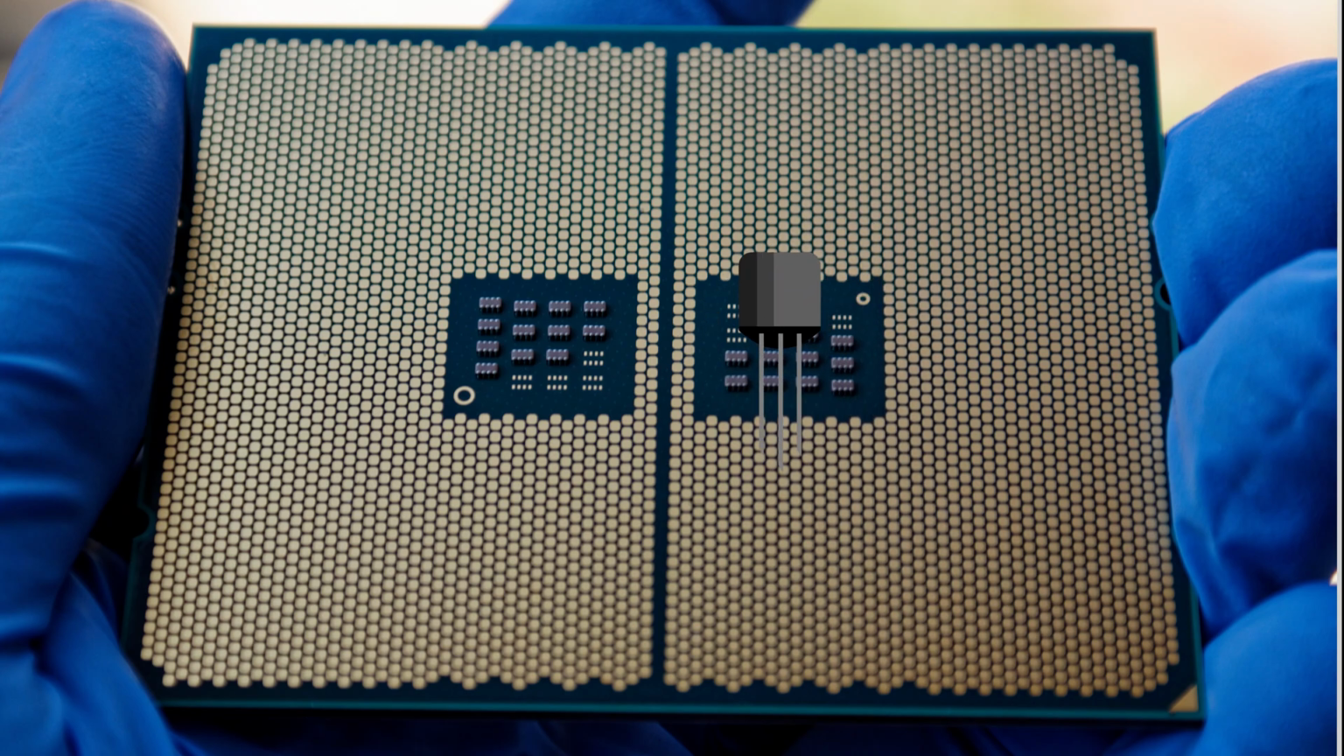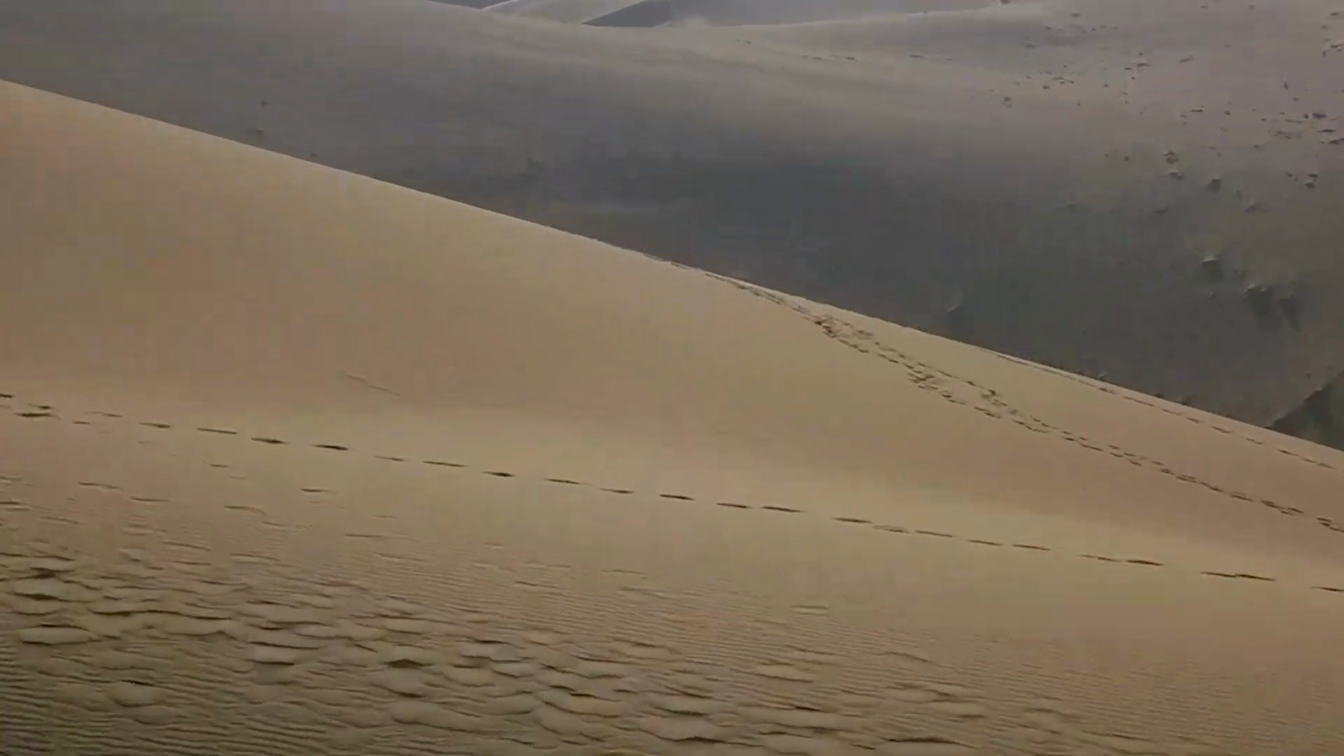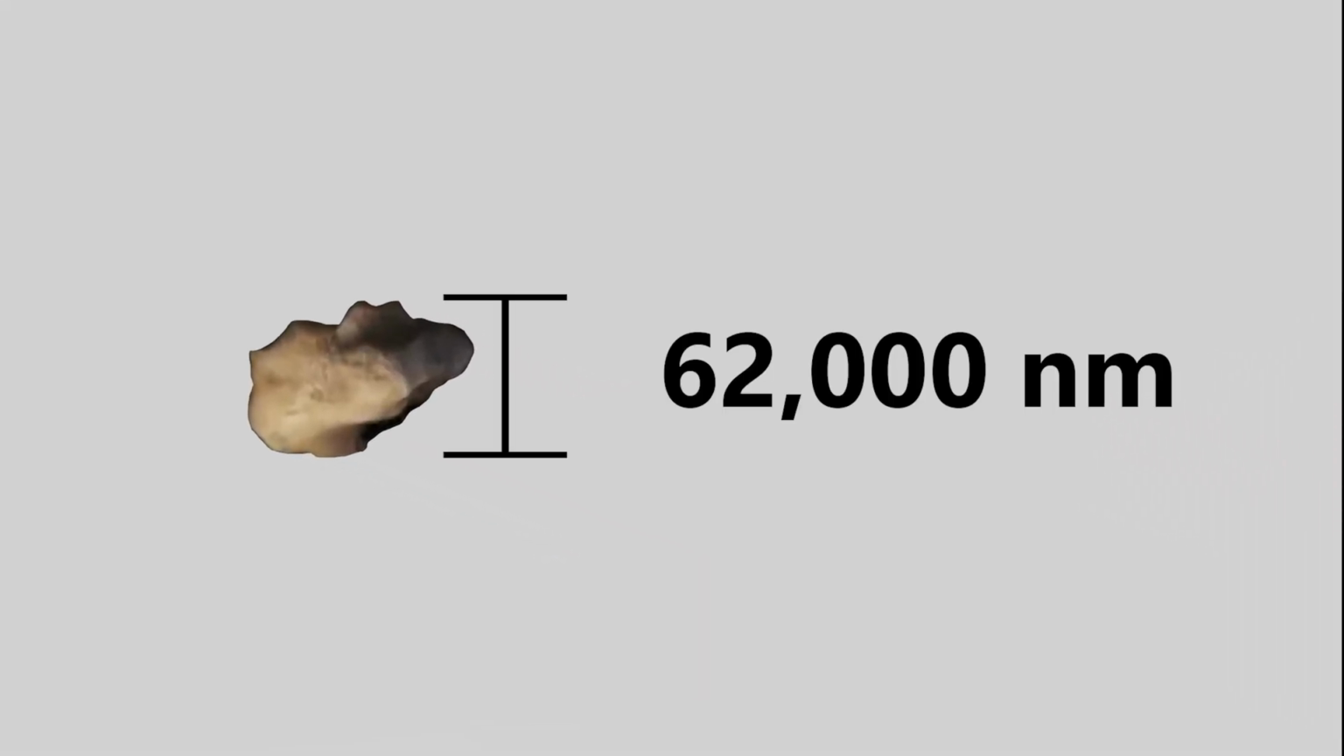This is only possible because of how small they are able to be made today. Currently, we can create transistors 10 to 20 nanometers in size. For some perspective, a grain of sand can be anywhere from 62,000 to 2 million nanometers wide.